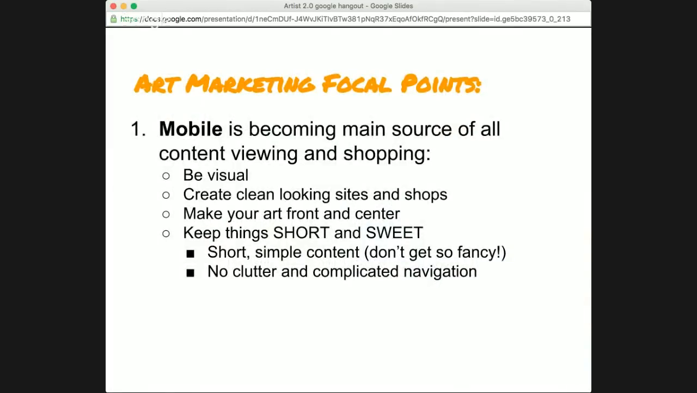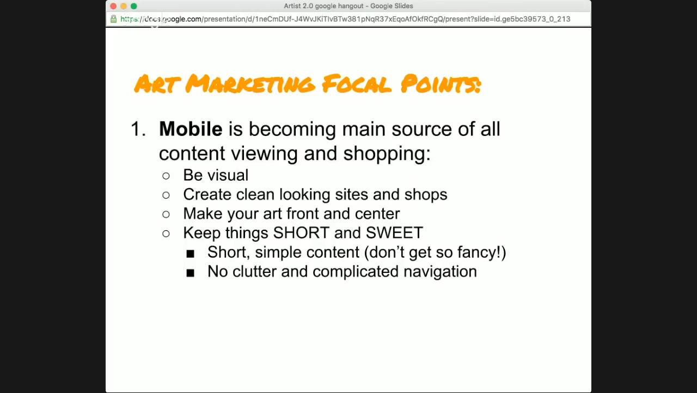So, some marketing focal points that I want you guys to focus on. Number one is mobile. Like I said, it's becoming the main source of all content viewing and shopping. So artists have a huge advantage of this. You don't even have to try that hard. Posting artwork online is a cinch, but really making sure that the websites that you have set up for your art are responsive to mobile.